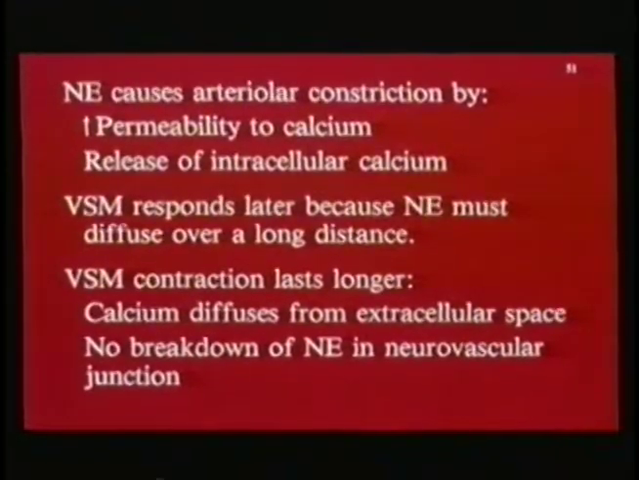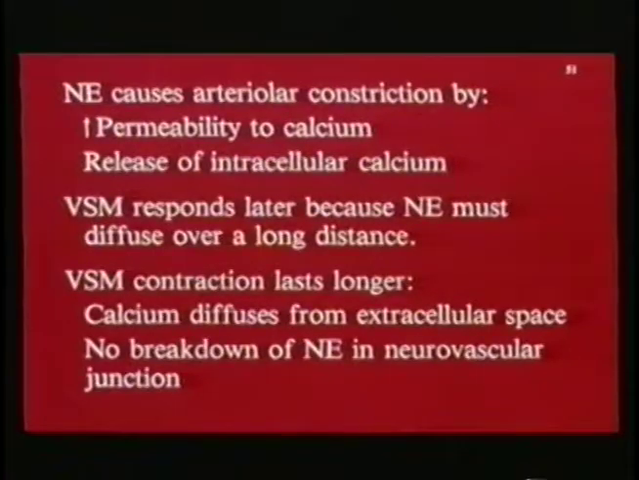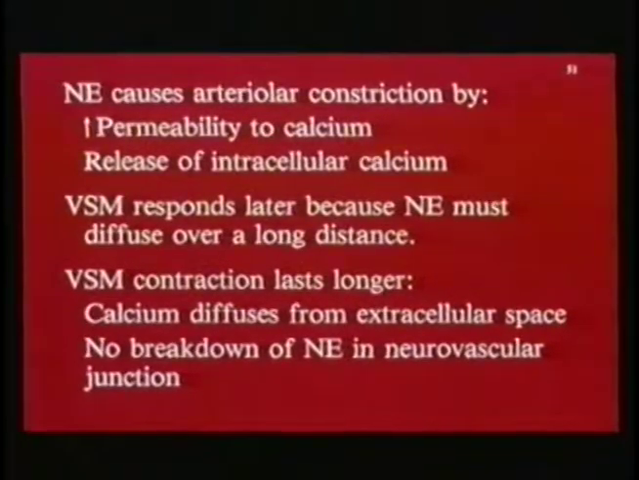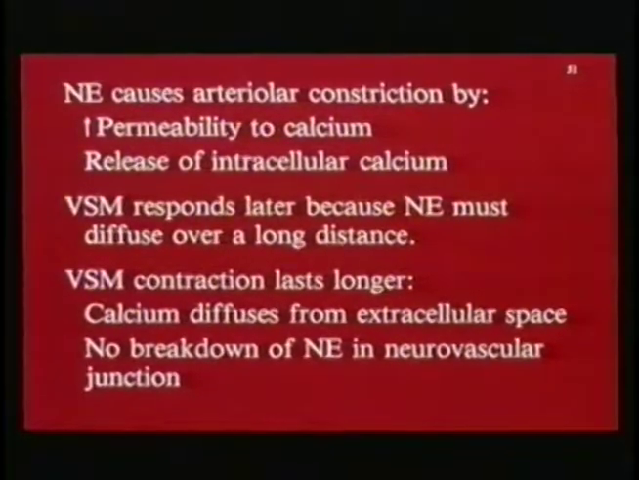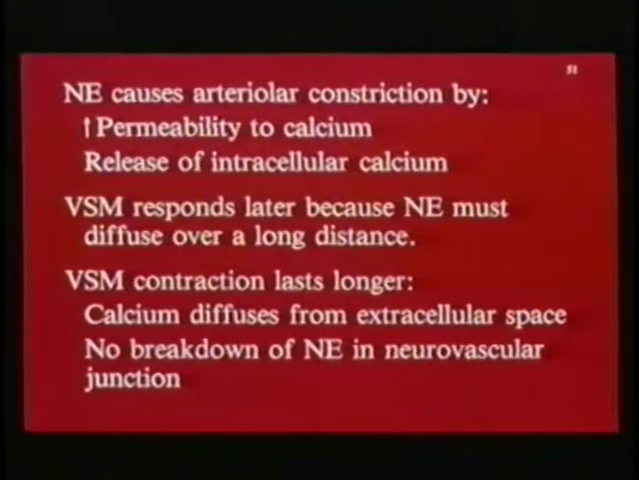51. Norepinephrine causes arteriolar constriction by increasing cell membrane permeability to calcium and by causing the release of calcium from intracellular stores. Vascular smooth muscle responds to stimulation later than skeletal muscle because the norepinephrine must diffuse over a long distance. Vascular smooth muscle contraction lasts longer because some of the calcium that activates myosin diffuses from the extracellular space, and there is no enzyme to break down norepinephrine rapidly in the neurovascular junction.